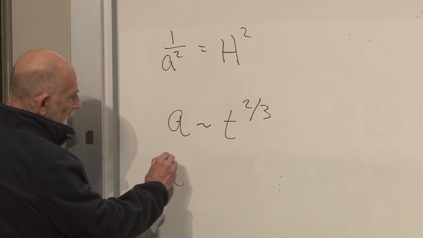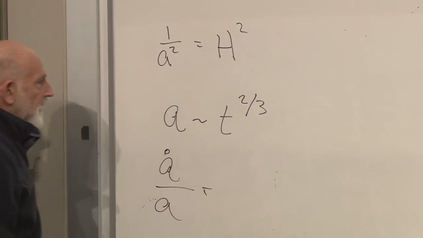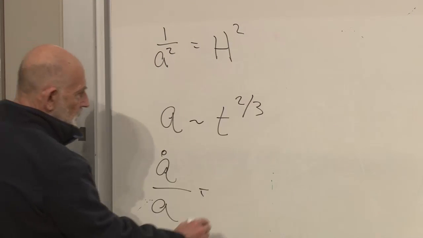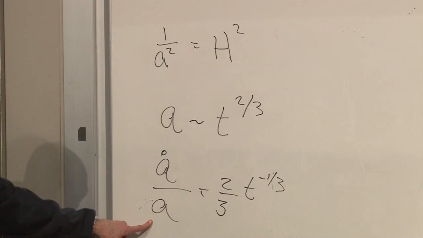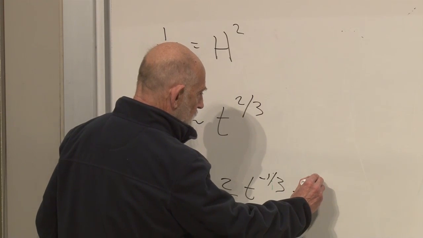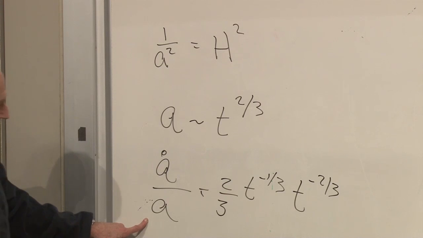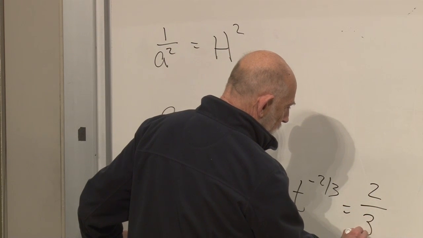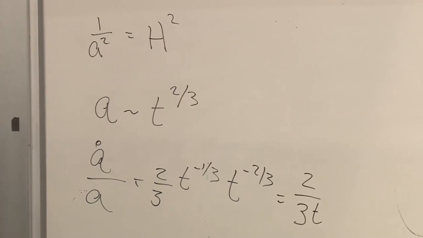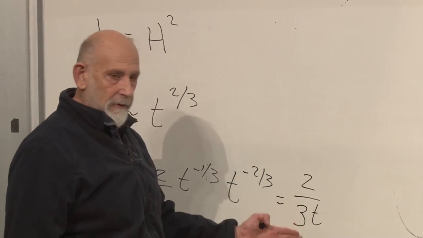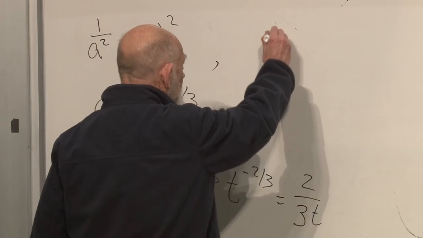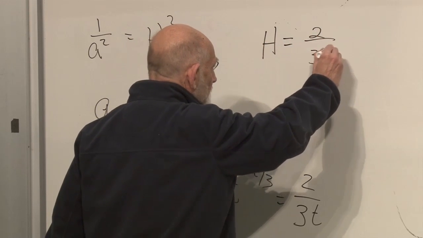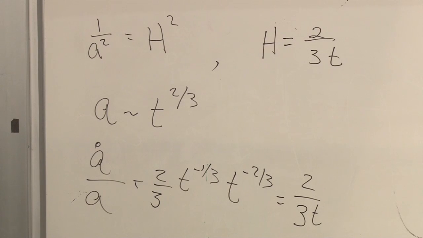And so let's calculate a dot over a. What's a dot? A dot is the time derivative of t to the 2/3, which is 2/3 t to the minus 1/3, and then we divide it by a. So we divide it by another t to the minus 2/3. Altogether, a dot over a is just 2 over 3t. So the Hubble constant, in fact, we know how the Hubble constant varies with time. In this model, in the model of a matter-dominated universe, another way to write the Hubble constant is just 2 divided by 3t, and of course it's not a constant.